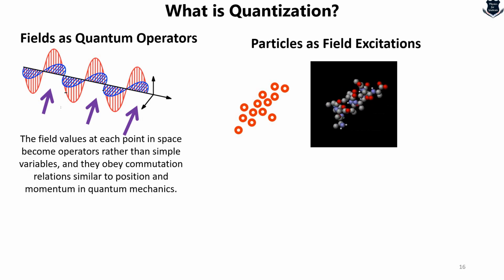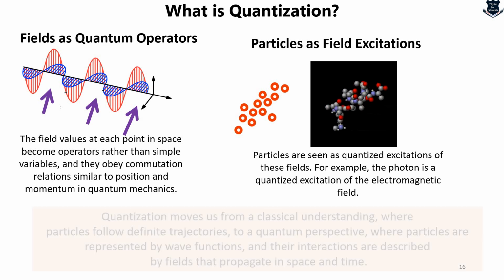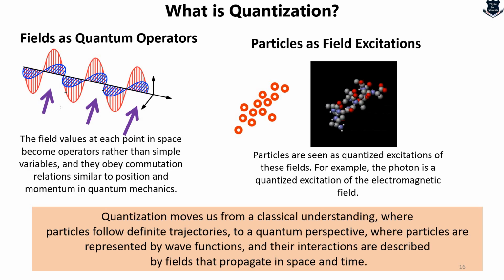So for interaction between particles, there will be different particles, again fields. There will be an electron field, there will be a photon field, there will be a meson field. So we will have different types of fields, because particles are no more particles, they are excitations of fields. So here we come to the conclusion that quantization actually helps us in moving from the classical understanding where particles follow definite trajectories to a quantum perspective, where they are represented by wave functions, and their interactions are described by fields that propagate in space and time. So this is what is called quantization.